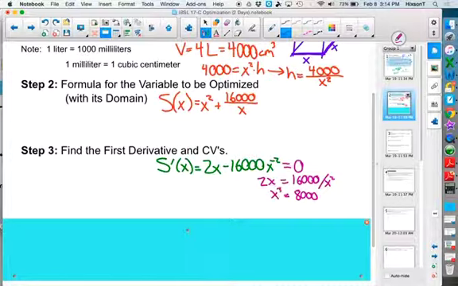equals x cubed, and then we take the cube root. Do you know what the cube root of 8,000 is? 20. Not negative 20, this is a cube root, it's not a square root. So that's 20, what's our unit of measure here? This is just a length, so it would be centimeters. And that's our only critical value. There's only one critical value in this equation.